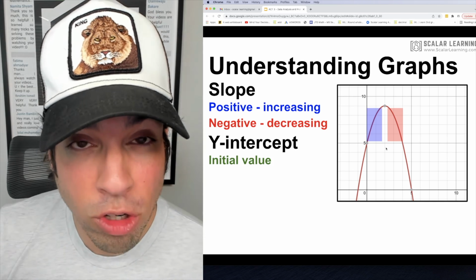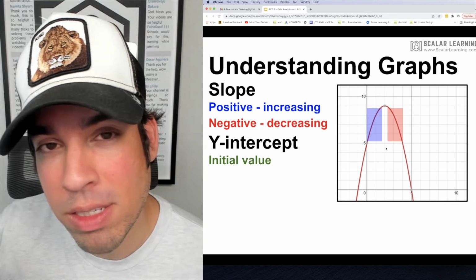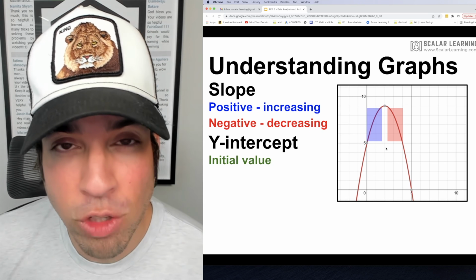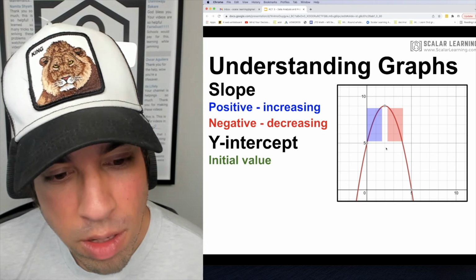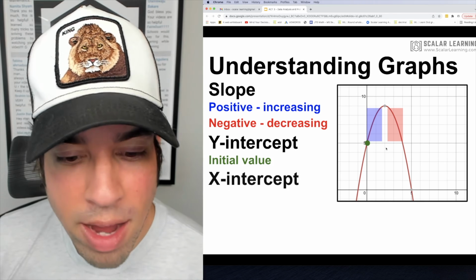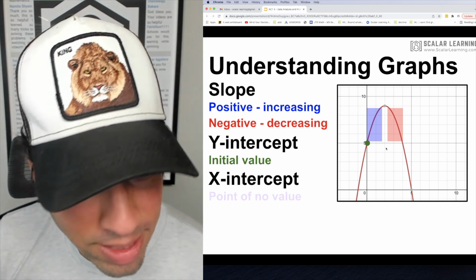And for practical terms, this is the initial value. It's basically the value at either time 0 or value 0 or whatnot. So when they're talking about initial value, you want to think y-intercept. And there we can see that y-intercept is that green value on the graph. Next, we have our x-intercept. This is where it hits the x-axis.